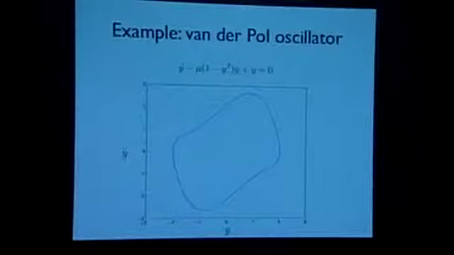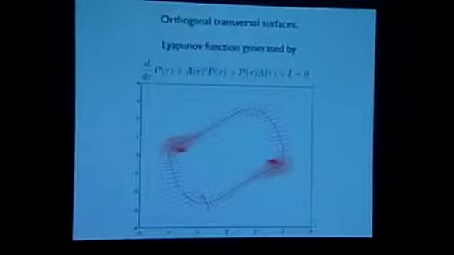This is well known and well studied, so we thought this is a good, simple system to test our methods on. If we go ahead and compute using all this theory, which I've glossed over, there it is. We compute a candidate Lyapunov function using the Lyapunov differential equation from the transverse linearization, which is the first thing any control theorist would do, and using orthogonal transversal surfaces, this is the region of attraction that comes out of our optimization process.